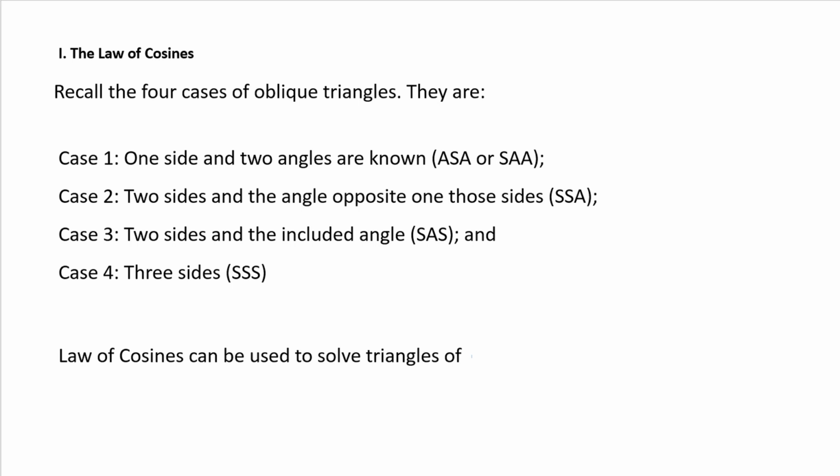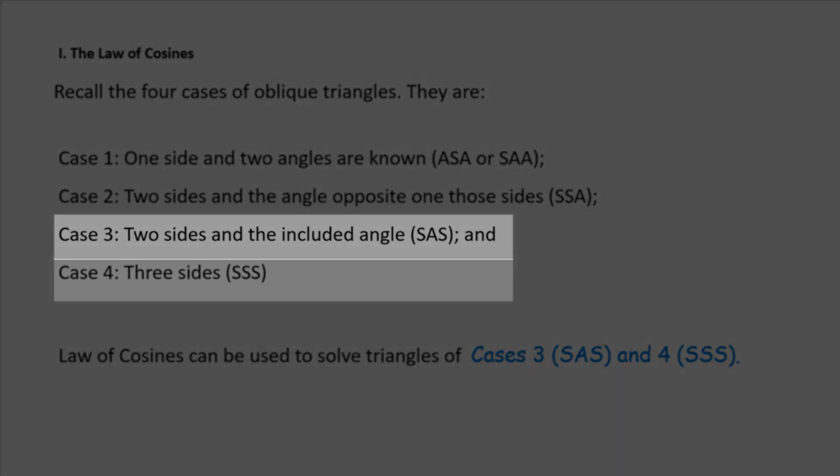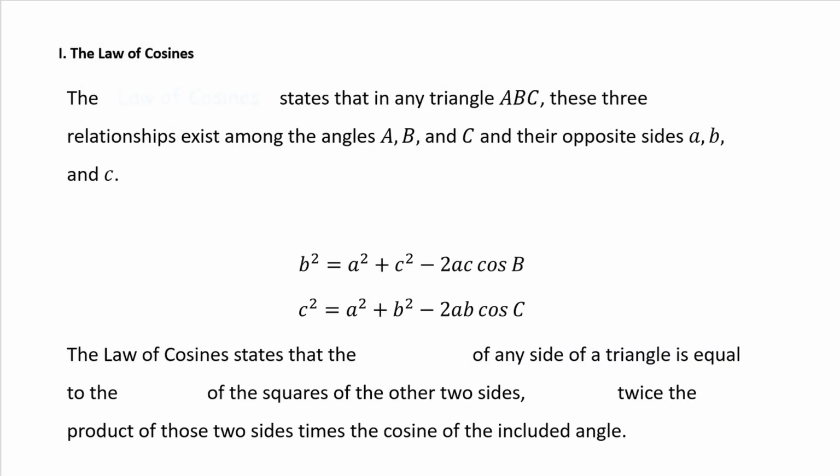The law of cosines can be used to solve triangles of cases 3, that's the side angle side, and 4, side, side, side. The law of cosines states that in any triangle ABC, these 3 relationships exist among the angles ABC and their opposite sides, little a, little b, and little c. A squared is equal to b squared plus c squared minus 2bc cosine capital A.